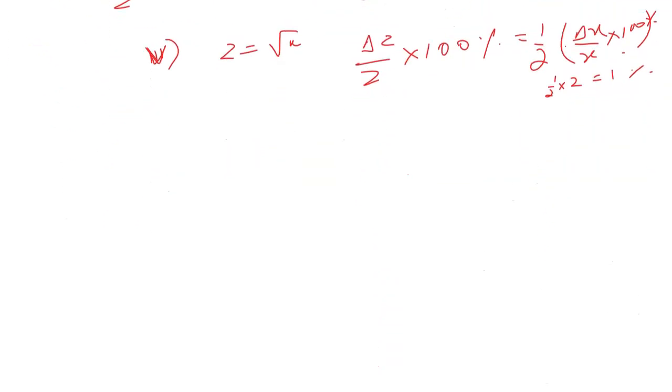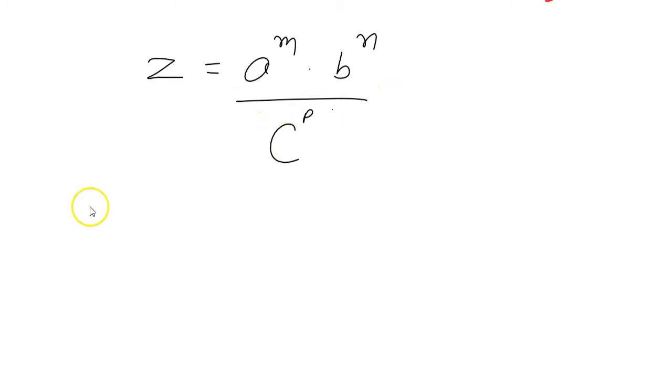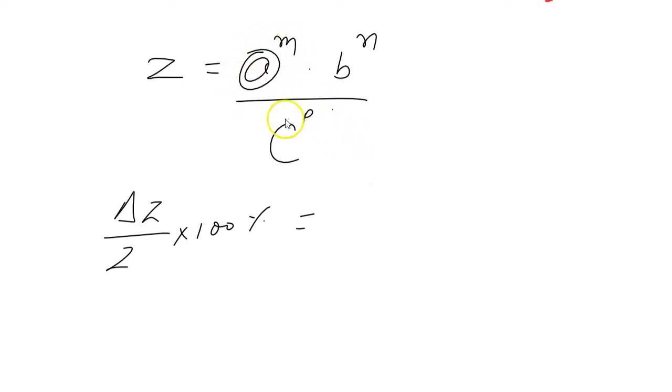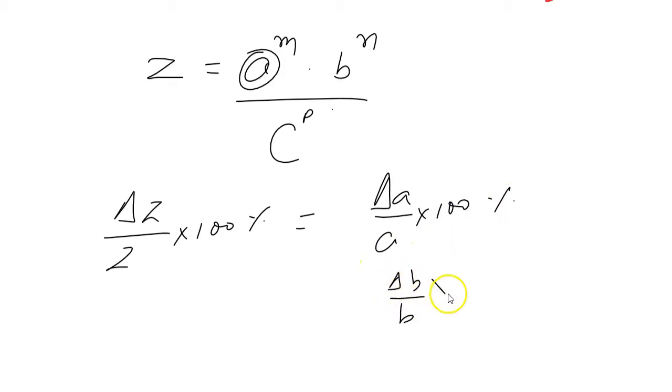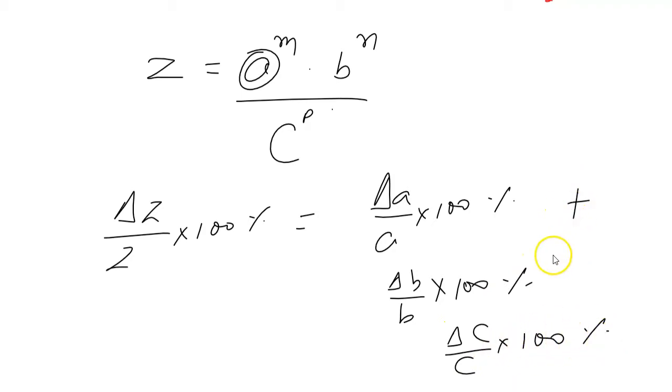I'll give the expression at last. So let us say we have a quantity z is equal to a to power m, b to power n divided by c to power p. I want to find the percentage error in z. So this is the percentage error in z. So it will be equal to the percentage errors in A, percentage errors in B, and percentage errors in C. So we will add these percentage errors, right? Because the quantities are multiplied and divided. We just add the relative errors and multiply 100, you get the percentage errors.